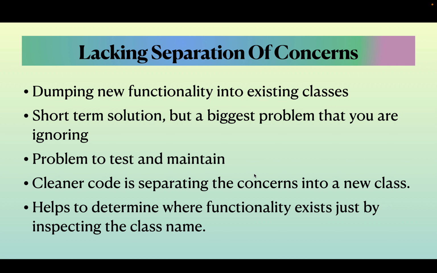So what is cleaner code? Cleaner code is separating the concerns into a new class when and where required. Also, this will help to determine where functionality exists just by inspecting the class name. Let's assume all your business conditions should be present in the service layer and not in the controller or the repository layer. If, as a short term solution, you added your business functionality to the controller class, then someday later if you go check the service, you will not be able to see that condition in your service class. So it's always a big advantage if you separate your concerns into separate classes.